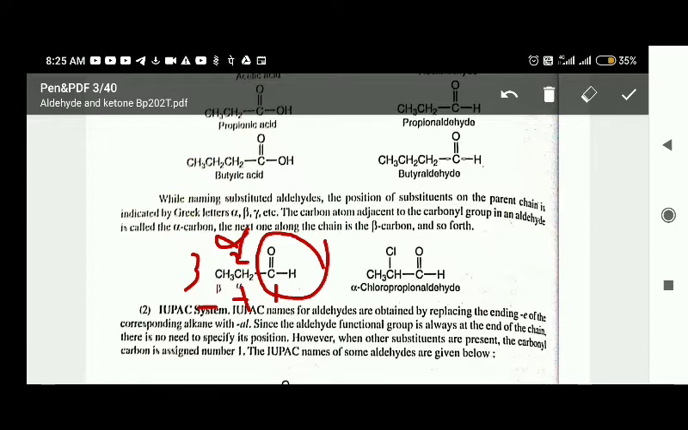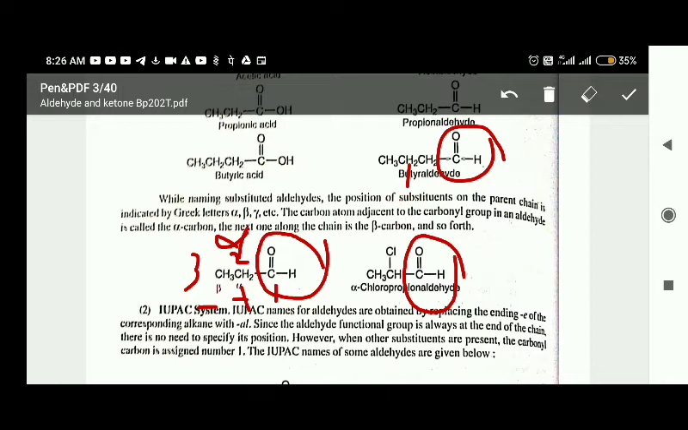So let me give you some examples. Here also you see this alpha chloropropanaldehyde. Why is the name like this? If you see, this is the functional group. Always remember that aldehyde prefers to stay at the terminals. You see here also, it is at the end side, it does not stay in the middle. Always remember that aldehyde has to stay at the terminals.